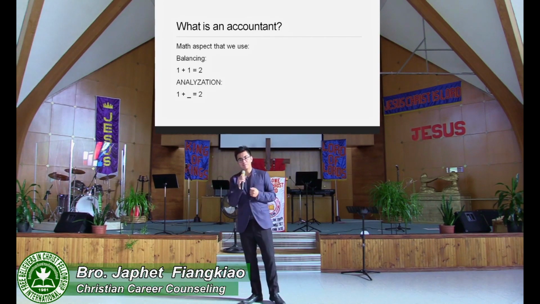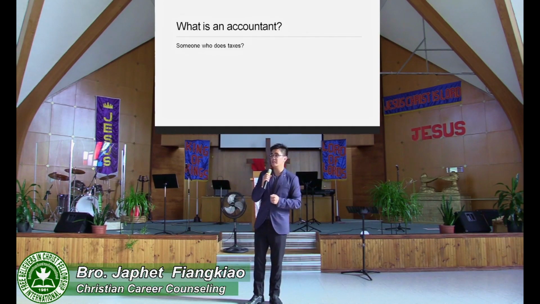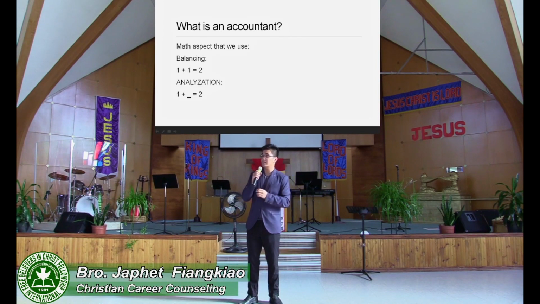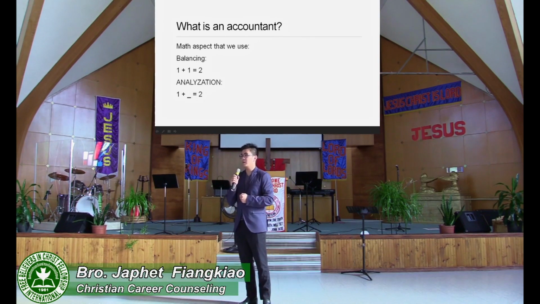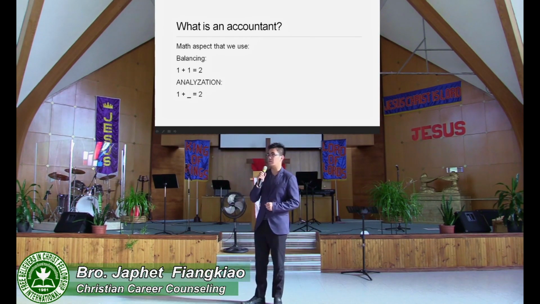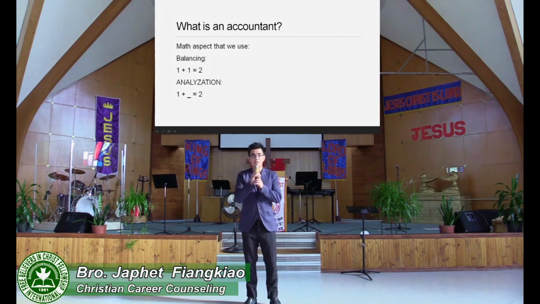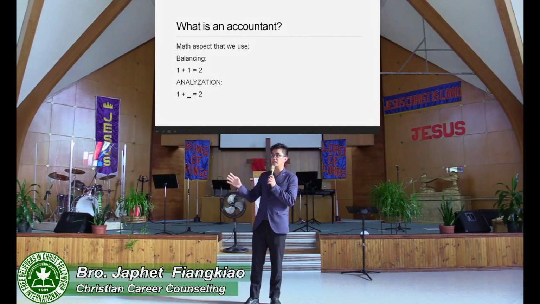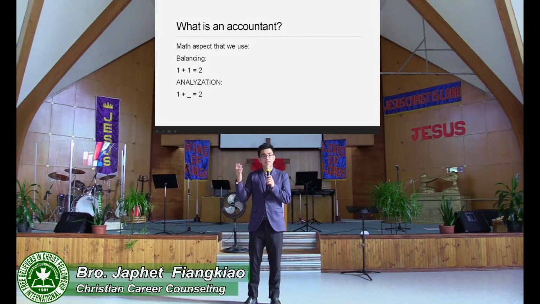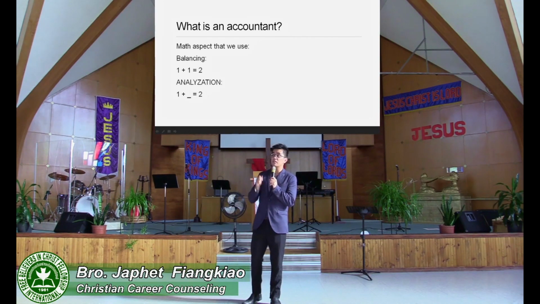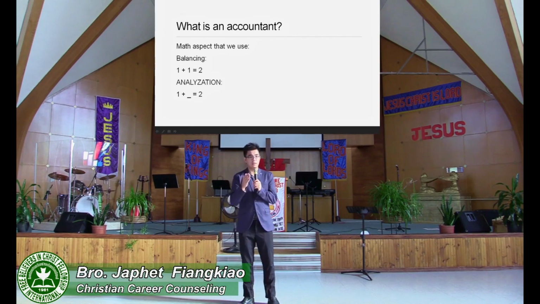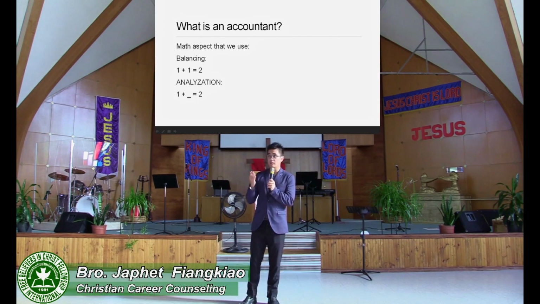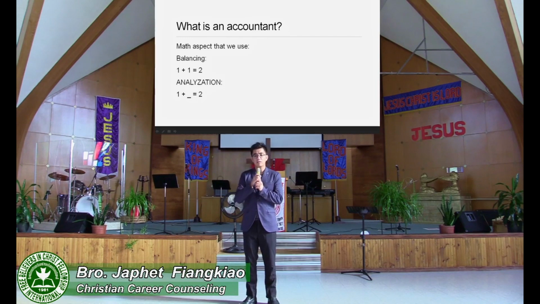The other aspect of math that we use quite often, the second part, is analyzation. It's the ability to be a critical thinker, a problem solver. What do I mean by this? Going back to our example, it's almost the same, but you can see there's a missing piece, right? The analyzation portion of math is that technically that should be 1. 1 plus something equals 2. So what is that something? It's 1.